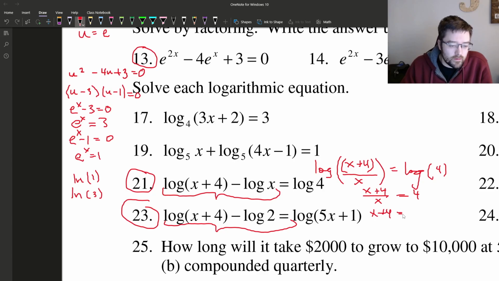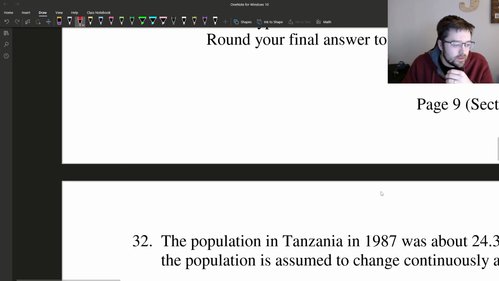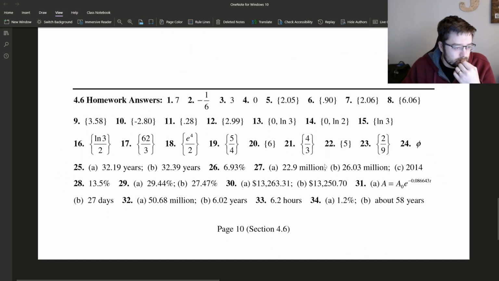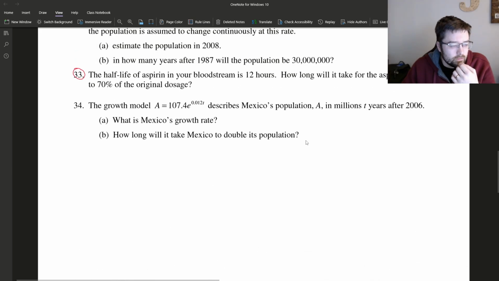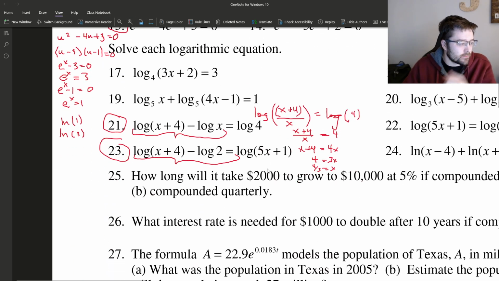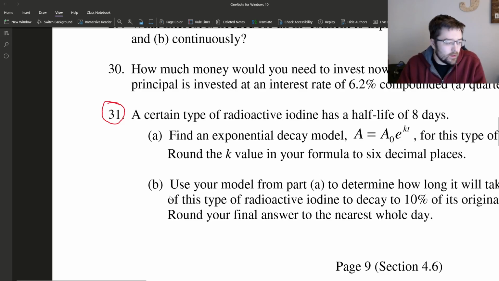X plus 4 equals, sorry for the sloppy writing, equals 4x. So 3x equals 4, and 4/3 equals x. Let's see if we got that one. Yeah, 4/3. So similarly, you can solve 23 the same way.